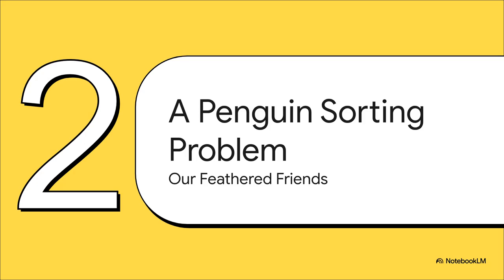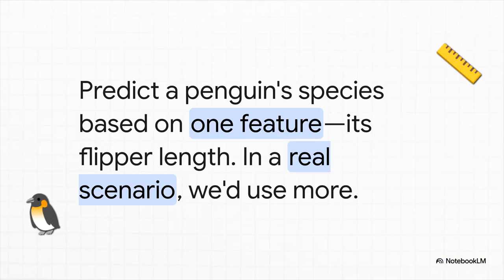Let's make this whole thing super concrete by meeting our feathered friends. So here is our mission, plain and simple. We want to teach a computer to figure out a penguin species just by looking at one single clue, the length of its flippers. Now, obviously, in the real world, you'd probably give it a lot more clues, but for now, we're keeping it simple just so the concept really stands out.